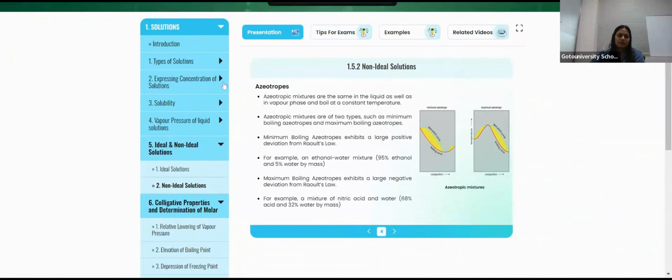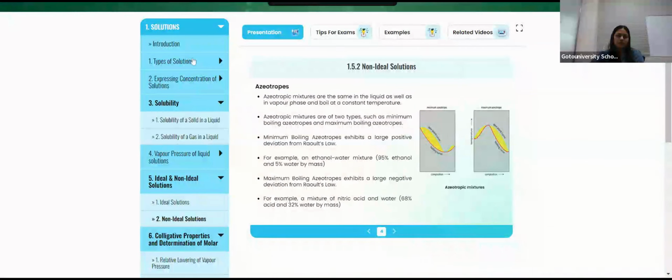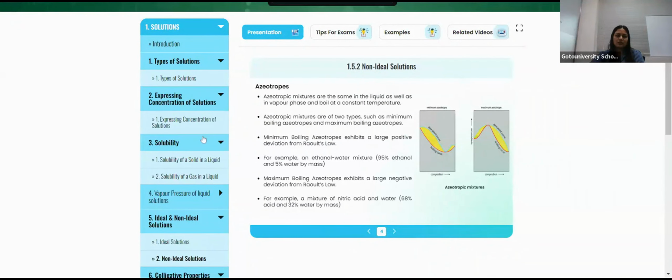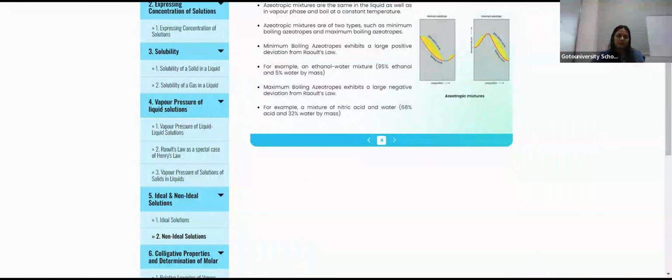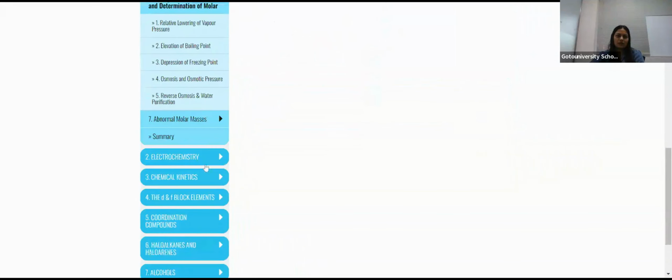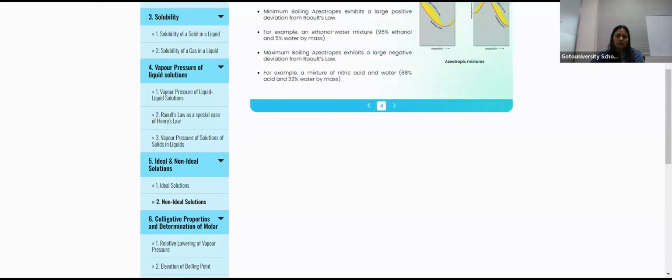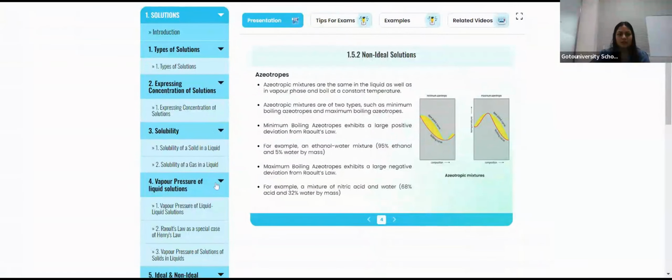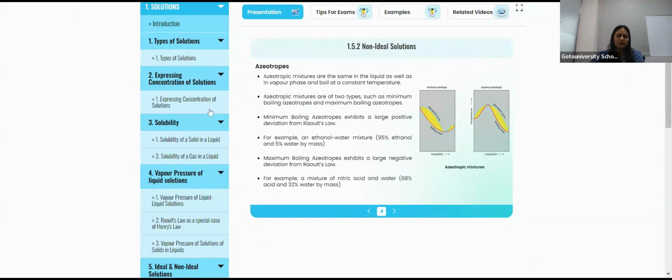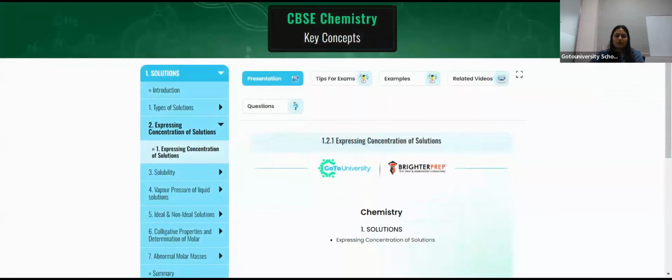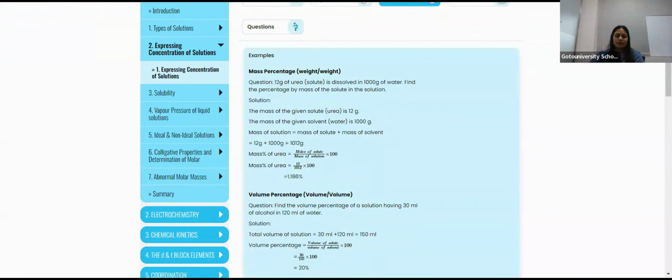Colligative property, we just discussed. Solubility, types of solution, expressing concentration. I hope this chapter is very much clear to you. Okay, this chapter is easy, right? Although the numericals regarding concentration are challenging in exam as well as in practice questions. But I think as we have studied it well now, we can solve the problems easily, right?